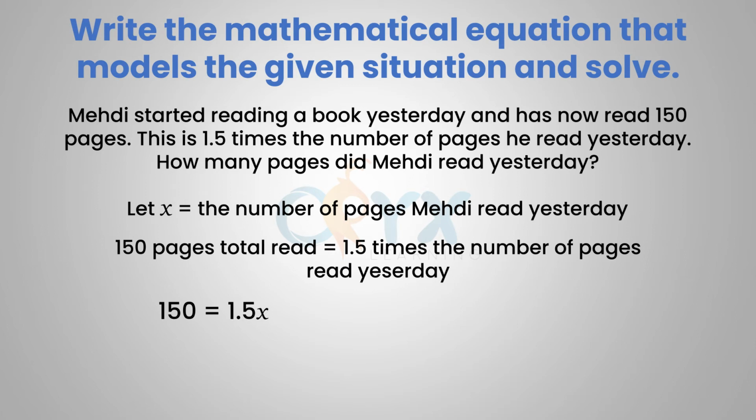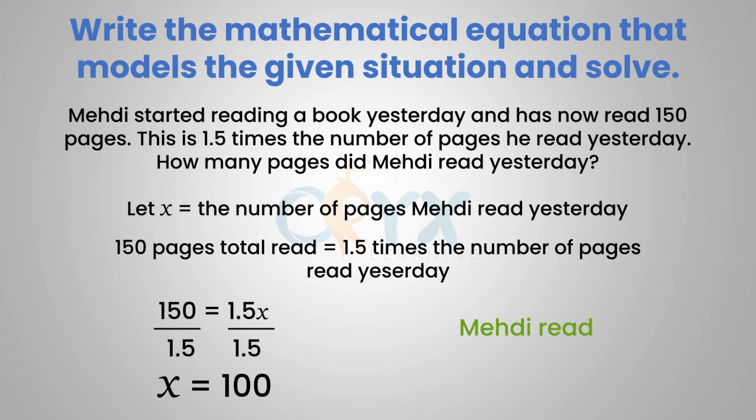In order to solve for x, I can use the inverse operation. The opposite, or the inverse, of multiplying by 1.5 would be to divide both sides of the equation by 1.5. 1.5 divided by 1.5 is 1. 150 divided by 1.5 is 100. So x equals 100. Mehdi read 100 pages yesterday.